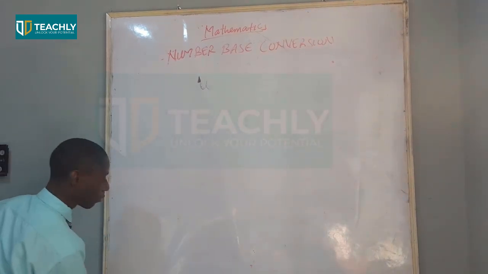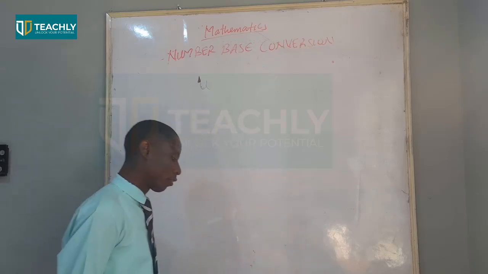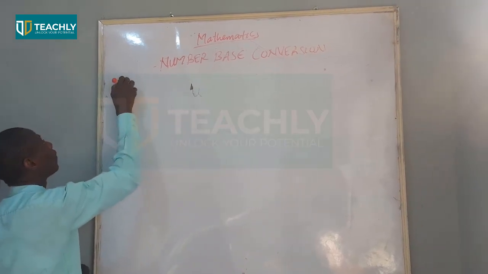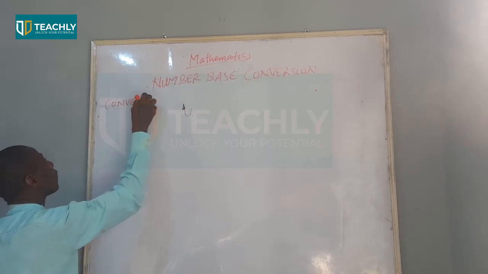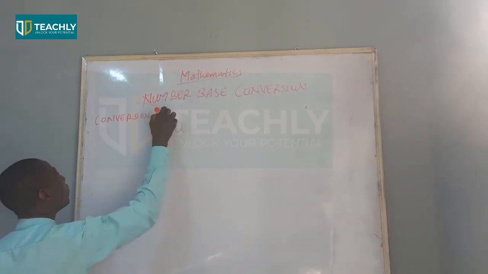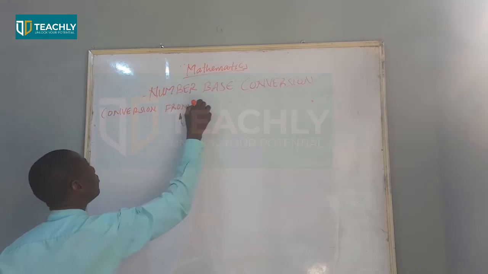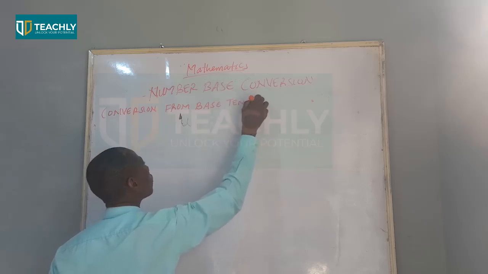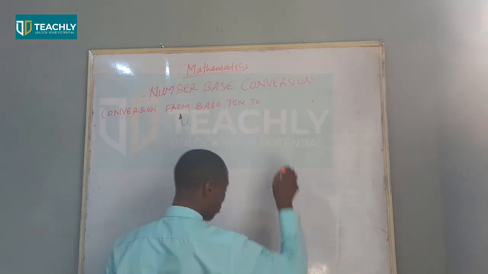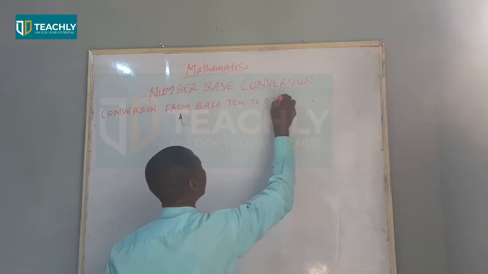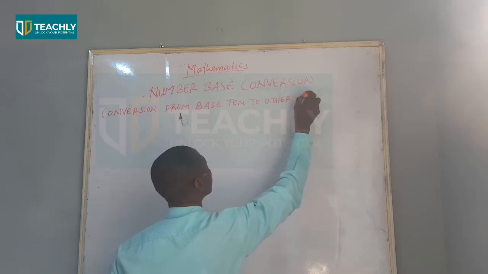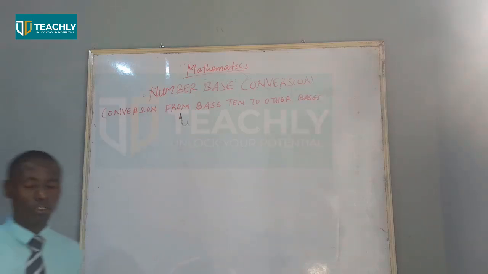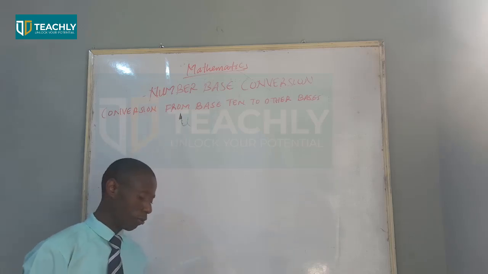Let's move to the next one. Next one says conversion from base 10 to other bases. So this one means you will be given a number in base 10, and you are now expected to express it in another base.